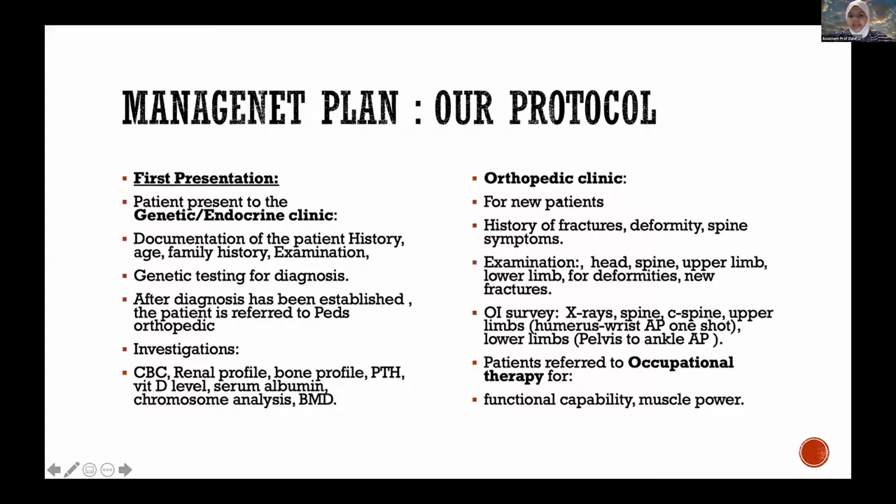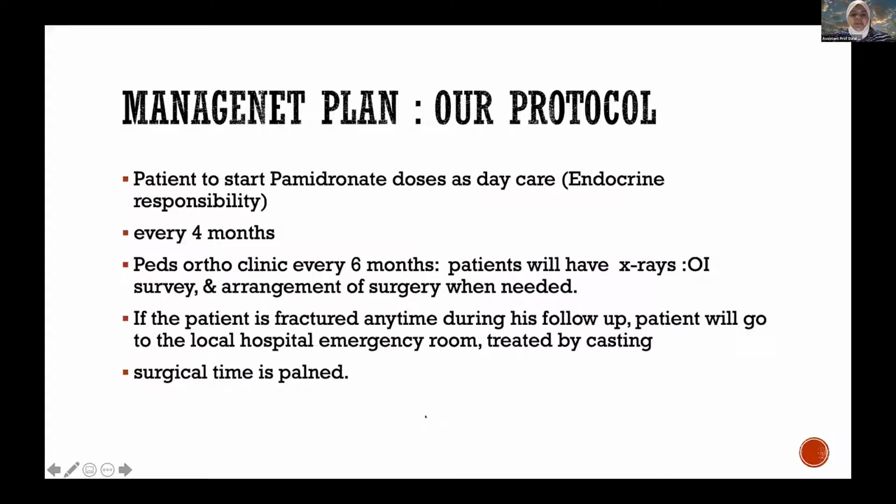In the orthopedic clinic, for new patients, we again take history of the fractures, times of fractures, number of fractures, the deformity that the patient had, did they have any spine symptoms, thorough examination, and we do something called OI survey, where we survey, most importantly, the spine and the cervical spine, both upper and lower limbs, and a pelvis X-ray. The patient is also sent for occupational therapy and physiotherapy to assess their muscle power.